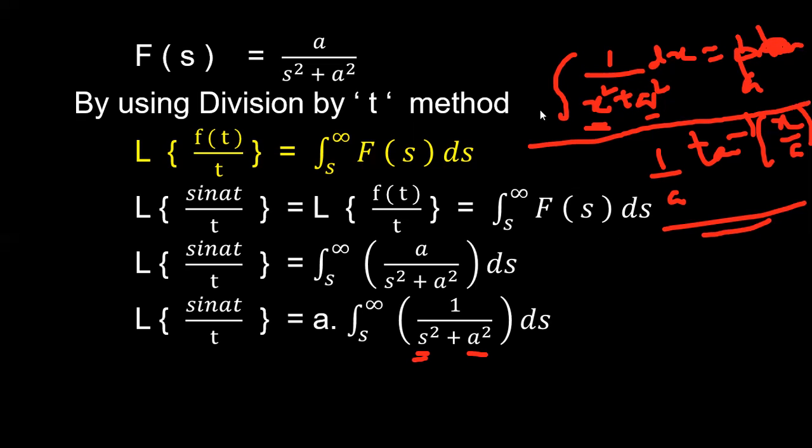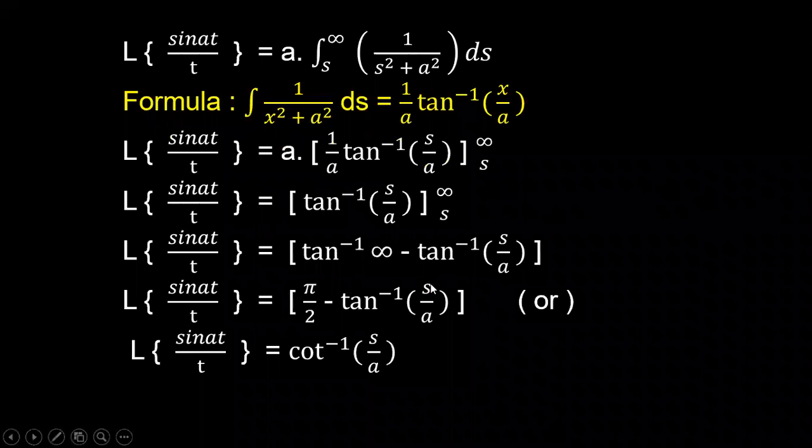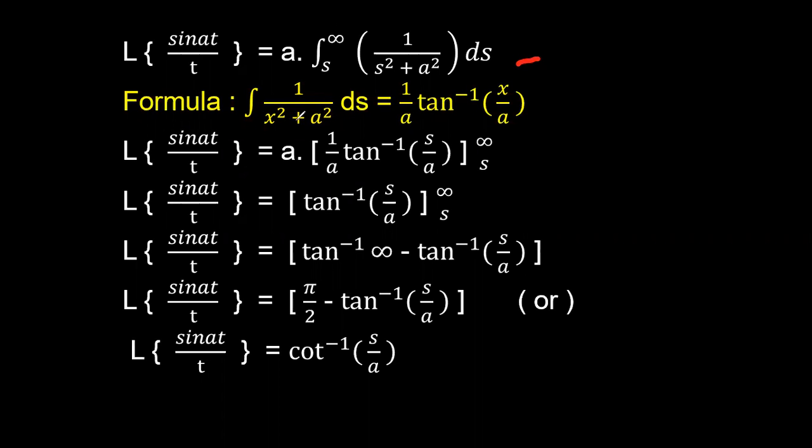Okay, right. So I have applied that formula here. The formula is: integration of 1 by x square plus a square dx is equal to 1 by a tan inverse of x by a. In place of x, we'll have the s. So apply this formula. So a will be the same here. Applying the formula for this integration, we get 1 by a tan inverse of s by a.